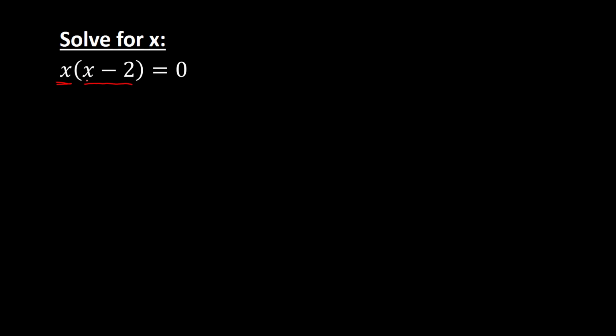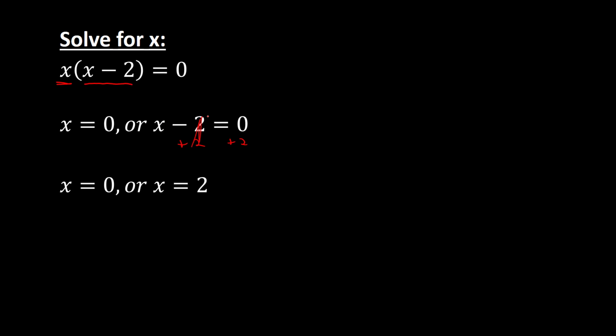So what does that mean? Well, we know that either one of the two numbers must equal 0. Either x equals 0 or x minus 2 equals 0. So my solution for x would be x could be 0, or if x minus 2 is 0, we can solve this by adding 2 to both sides, and we have x equals 2. So my solution would be x equals 0 or x equals 2.